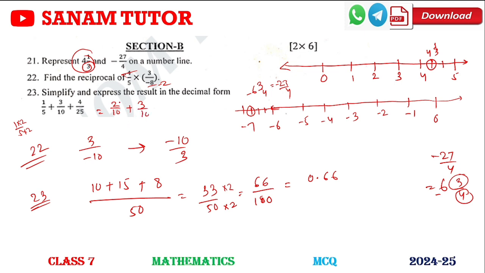So the third one: we can write 4 into 4 and 25 into 4, that is 25 into 4, 100, then 4 into 4, that is 16. The first one is 0.2, the second one is 0.3, the third one is 0.16. Simply add. Okay. Next question.